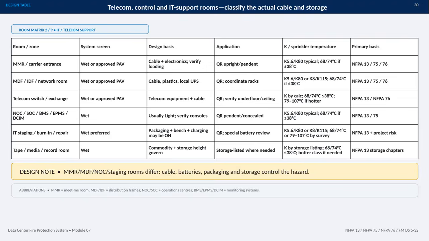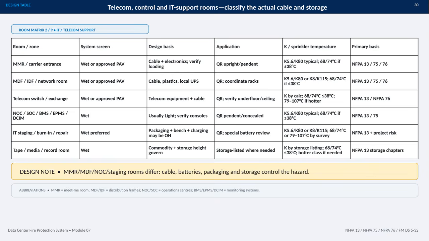This design table classifies telecom, control, and IT support rooms according to their actual cable, equipment, battery, packaging, and storage hazards. The key point is that these rooms should not all be treated as identical. The hazard is controlled by what the room contains and how it is used.